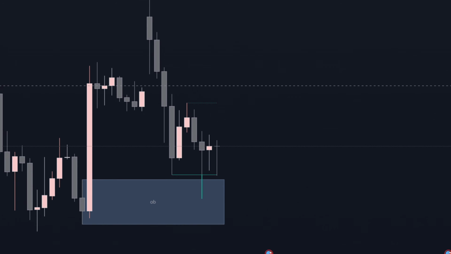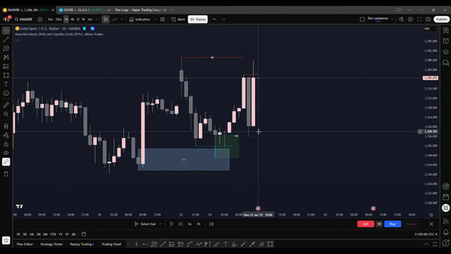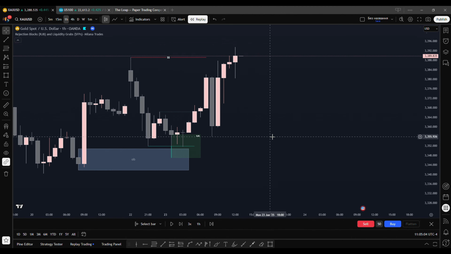What's important is that this candle rejects immediately, leaving a strong wick. This is what we call a rejection block. It shows that price tried to test this level, but was forcefully pushed back. No clean break, just rejection. And right after that, price started pushing higher, aiming for the next swing high, which means that the market is now going for the next liquidity target.